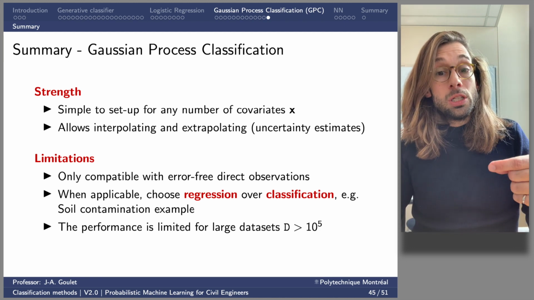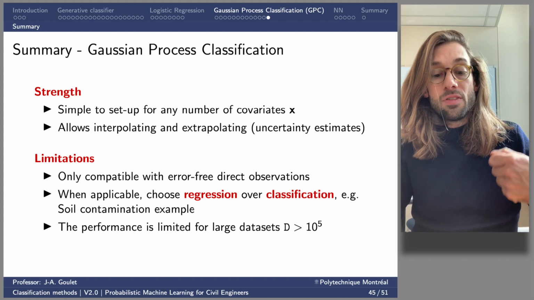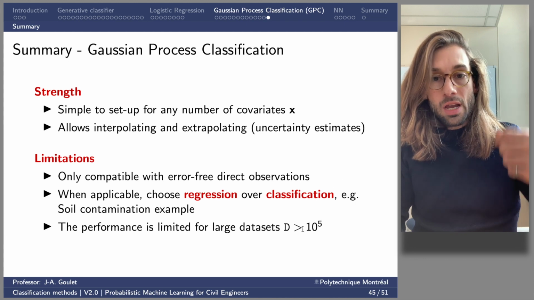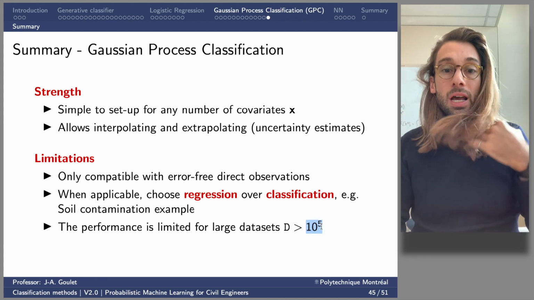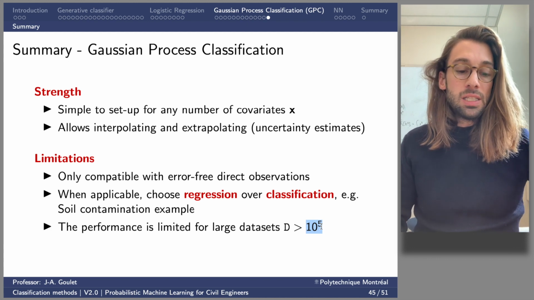So this is computationally demanding, so it's going to be a lot more limiting when you have a large data set. Okay, so when you have more than 100,000 observations, Gaussian process classification becomes really computationally demanding. So it might be one of its limitations.